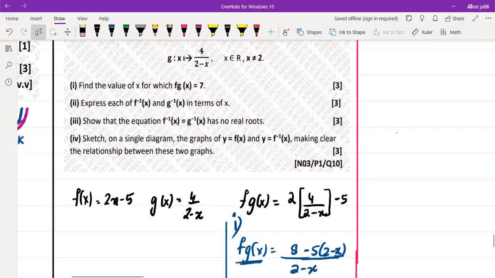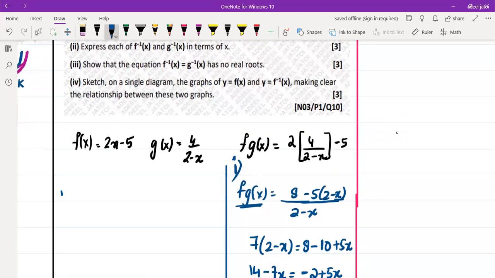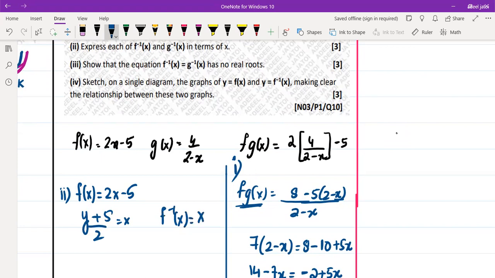So part 2. The question says express f inverse of x and g inverse of x. f(x) is 2x minus 5. For f inverse of x, you will have to make sure that f(x) changes to y. You need to make x the subject: plus 5, divide by 2, x is the subject. So f inverse of x is equal to x plus 5 upon 2.